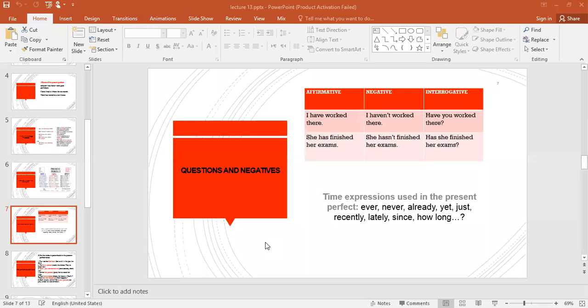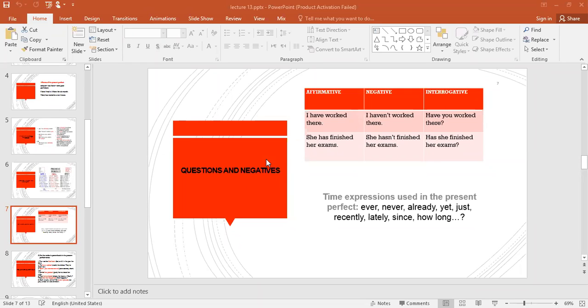Yes, Karim. Time expressions used in the present perfect: ever, never, already, yet, just, recently, lately, since, how long. These are the time expressions used in the present perfect tense. Usually in the present perfect tense, we use these time expressions.